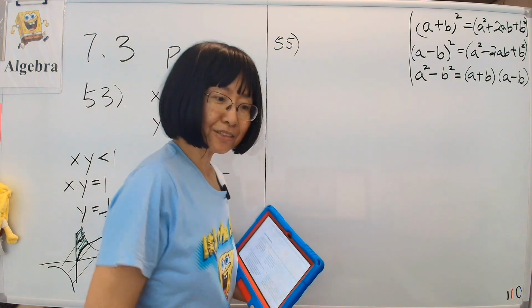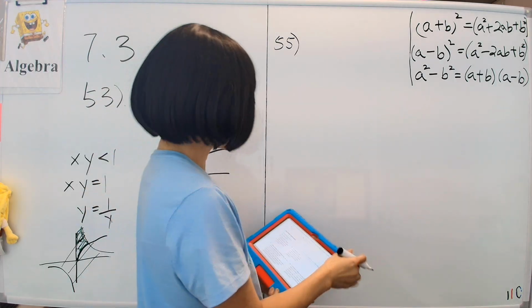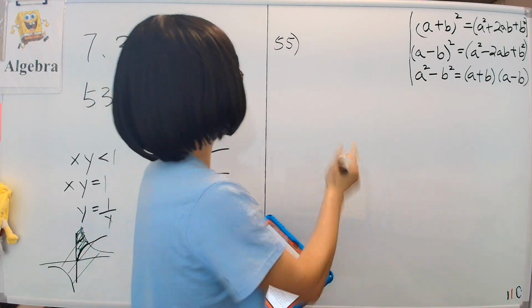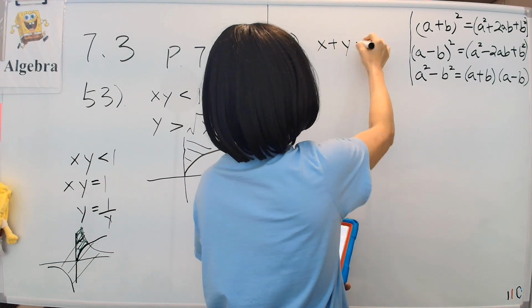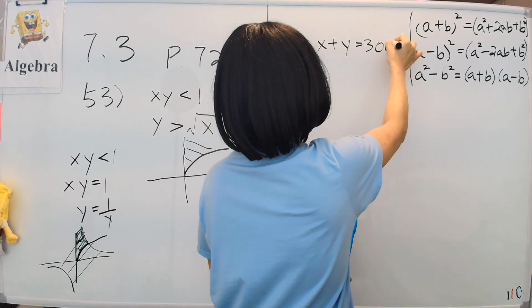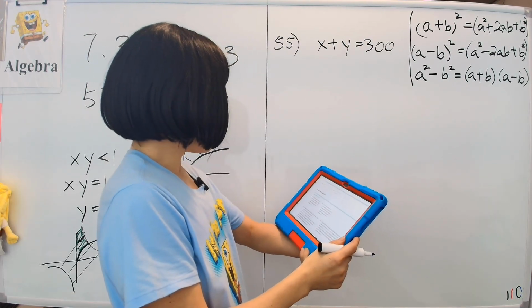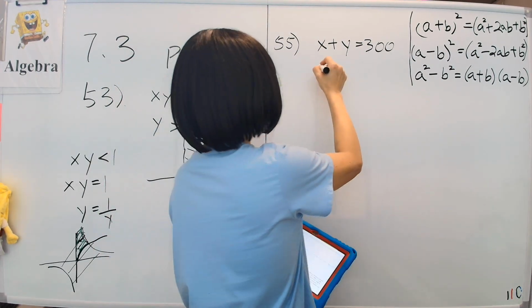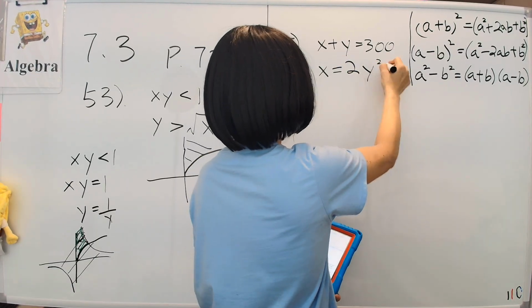So next, let's do problem 55. Two numbers, we'll call them x and y. They add up to be 300. So the first situation is pretty easy. x plus y is 300. All right. And then one number is twice the square of the other number. So let's say x equals 2 times y squared. Okay.